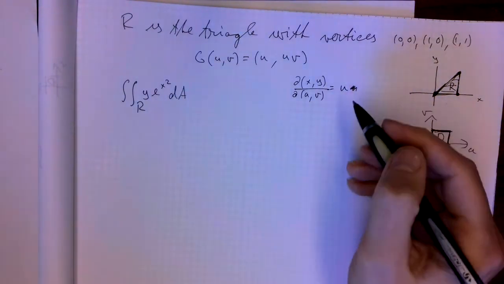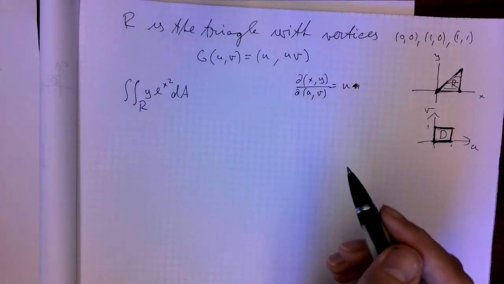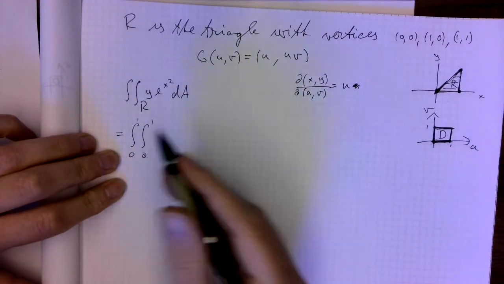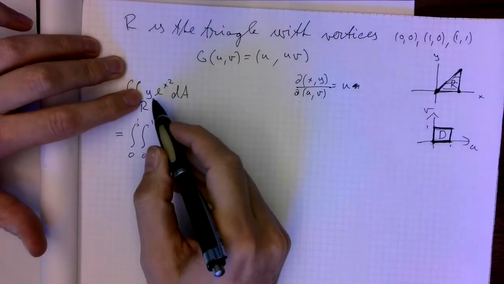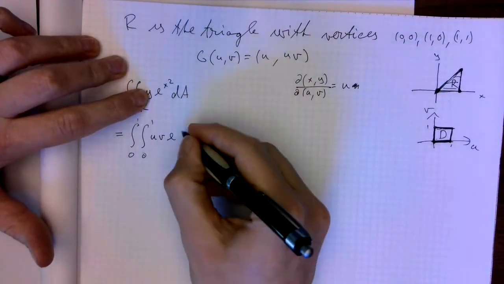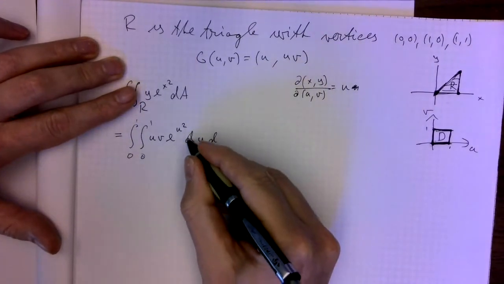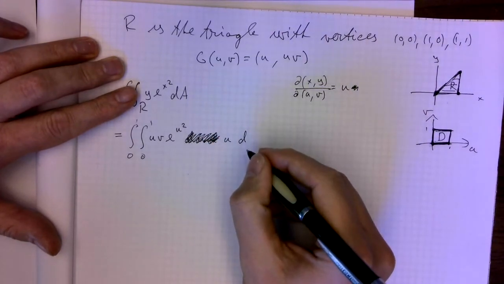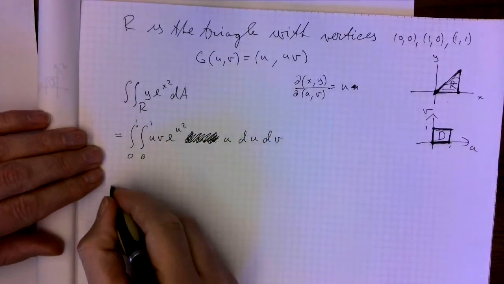Now u on this unit square is just always positive, so I don't really need to put in the absolute values. So this is going to be the integral over the square, and now I have to plug in. y is uv, x is u squared, du dv. Oh, sorry, I forgot about this thing, times u, du dv.